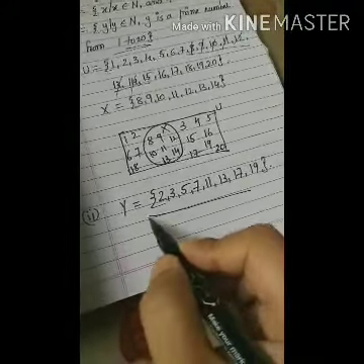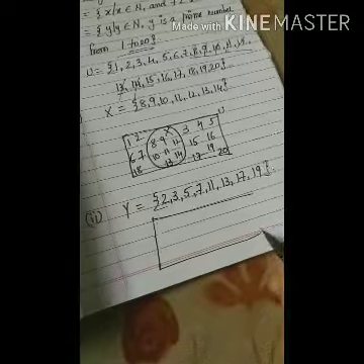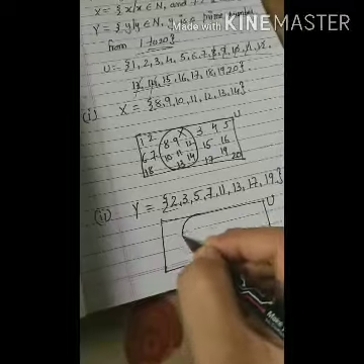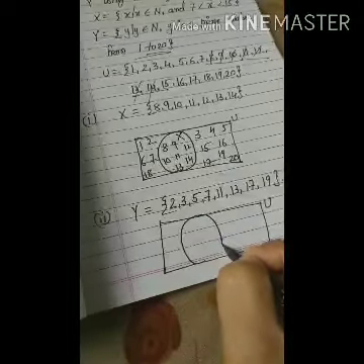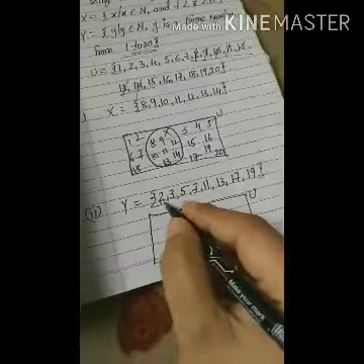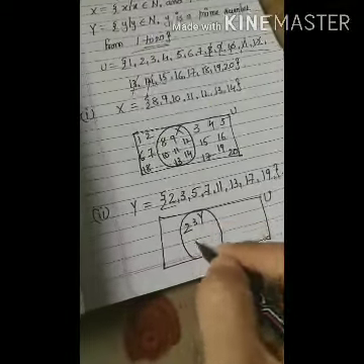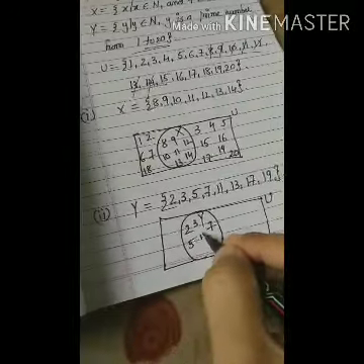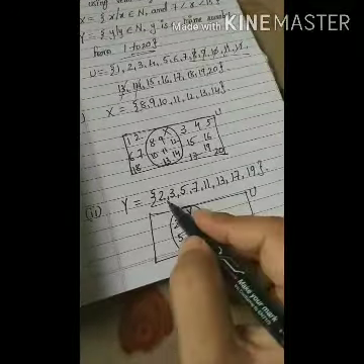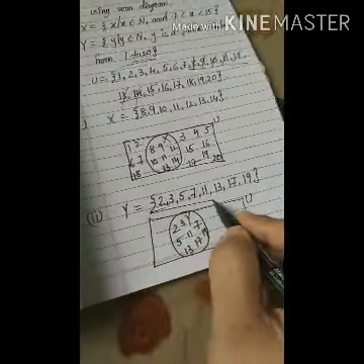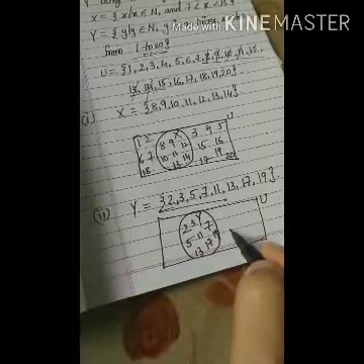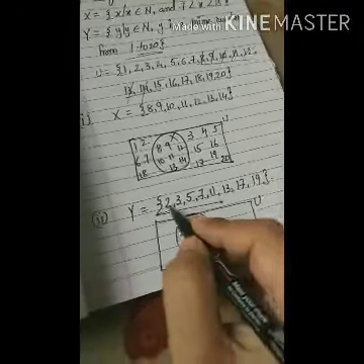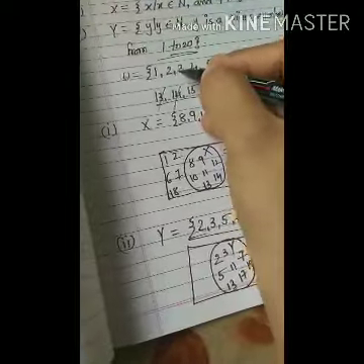Draw the rectangle, the Venn diagram for universal set. Give the name U. Now draw the circle inside the universal set, that is your Y set. Now what are the elements of Y? 2, 3, 5, 7, 11, 13, 17, 19. Now these elements of Y we will not write again in the universal set. So you eliminate these elements from the universal set.